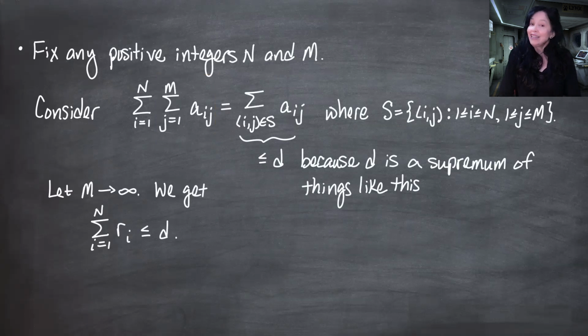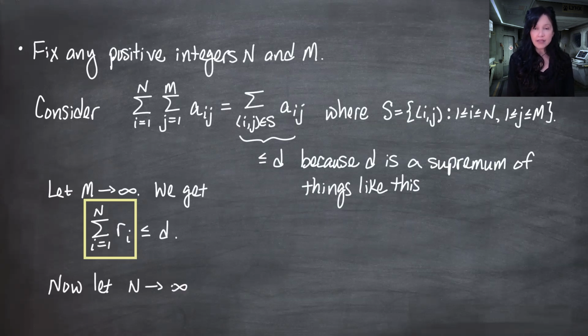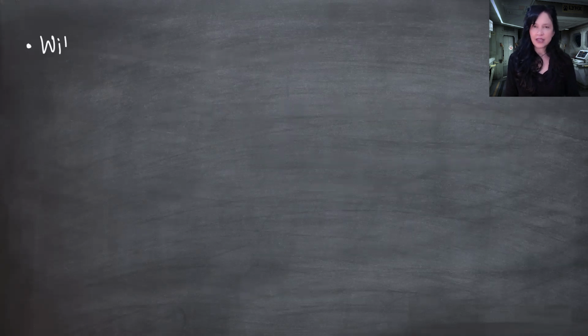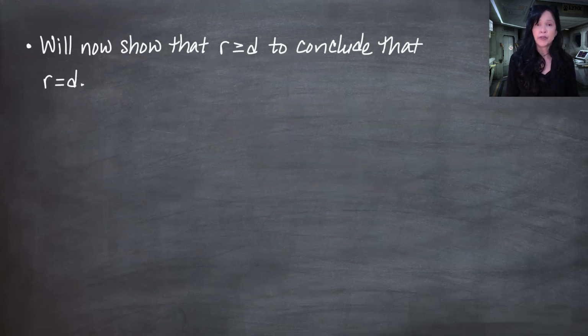And now I'm going to let N go to infinity, and that is going to get us the full R on the left-hand side. There's no N on the right-hand side, so that's going to stay at D. And we get that R is less than or equal to D. Now our goal is to show that R equals D, and then we're done. And then you know what? Let's just say we've done it for columns as well, because it's very, very similar.